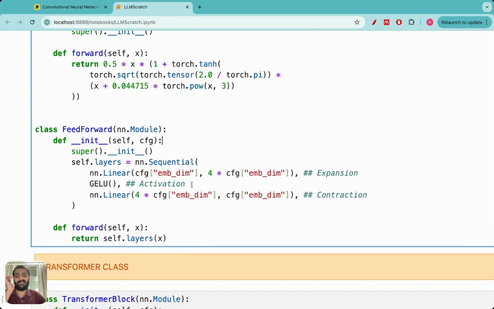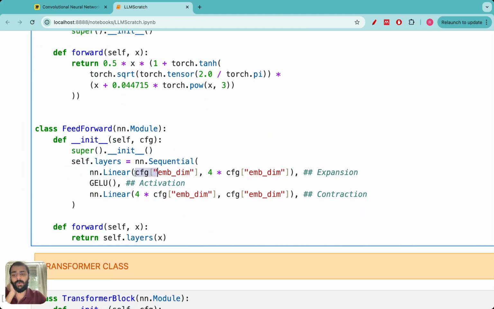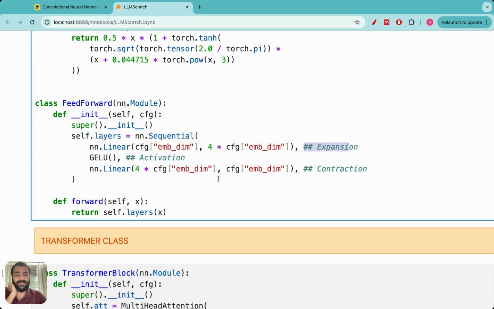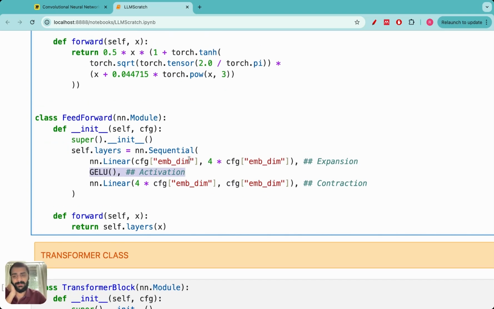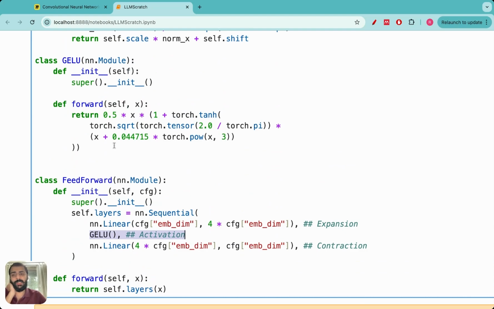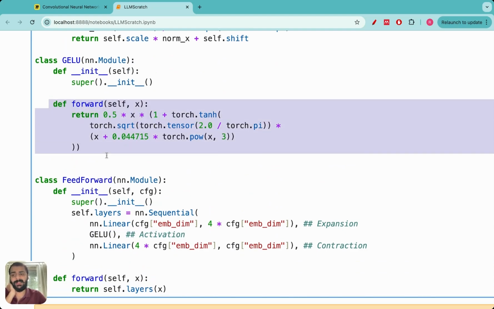Once you are able to visualize this, you will be able to easily understand this code. The input is the embedding dimension, the hidden layer is 4 times the embedding dimension, that's the expansion layer. Then there is a contraction layer from the 4 times embedding dimension to the embedding dimension. And there is a GELU activation function. We spent a whole lecture on the GELU activation because it's a bit different than the ReLU. It's smoother on the negative side.